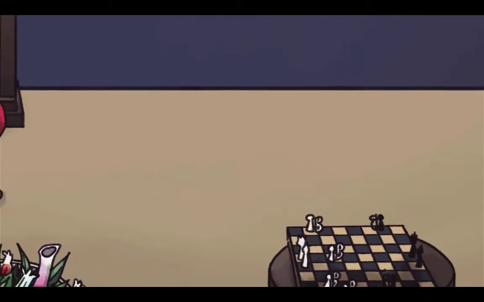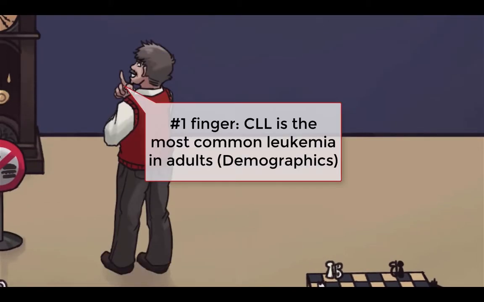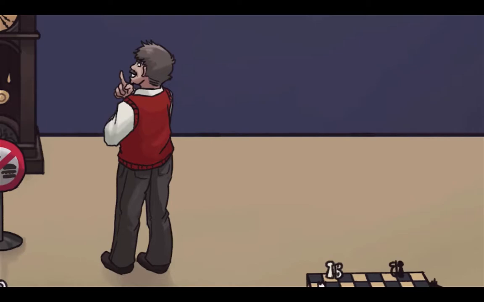disease entity. CLL is the most common leukemia in adults, accounting for approximately 25 to 30% of all leukemias in the United States. As he finally understands the enigmatic sculpture in front of him, notice that he's holding up the one finger for number one leukemia. By the way, sir, way ahead of you on that one. That's literally just a clock.